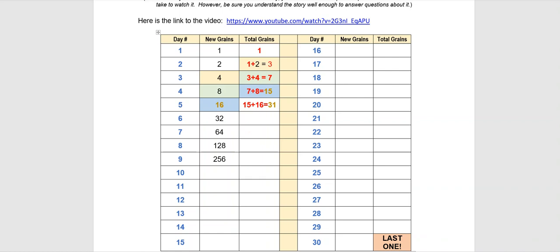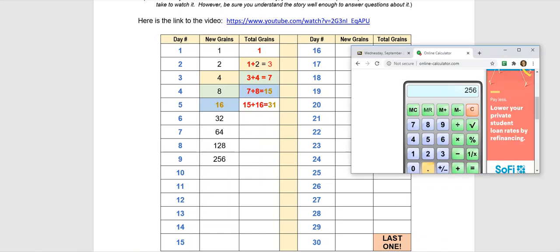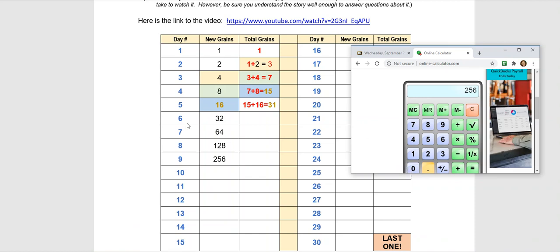Let me bring up this calculator again to show you how I would approach this. I would first start by doing all the way through. And when you get to day 15, that's not the last one. We'll just continue. Whatever answer you get for the new grains on day 15, double that and fill it in here. On day number 16, how many grains are there? But let me show you what we could do with our calculator from here.